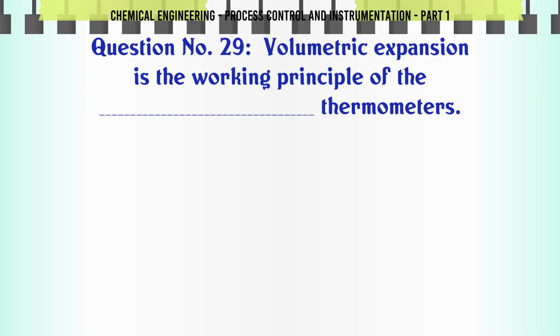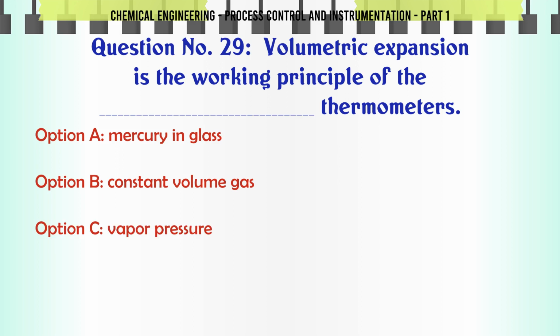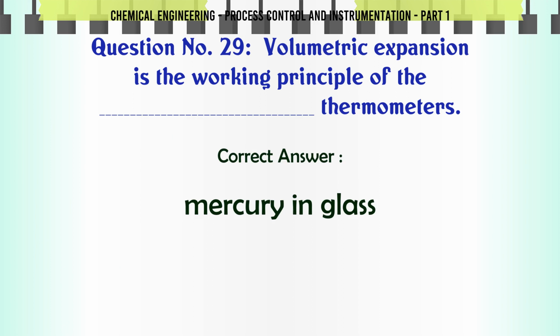Volumetric expansion is the working principle of the _____ thermometers. A. Mercury in glass. B. Constant volume gas. C. Vapor pressure. D. Bimetallic. The correct answer is mercury in glass.